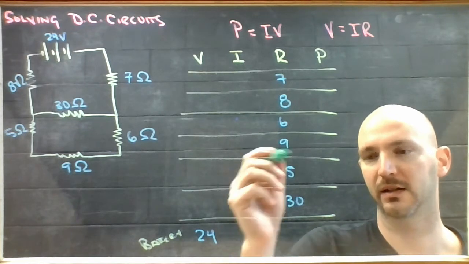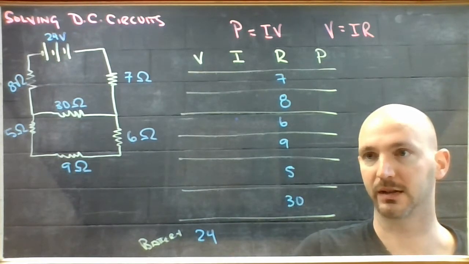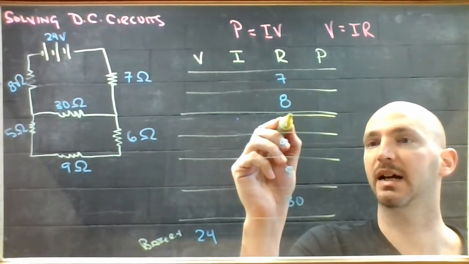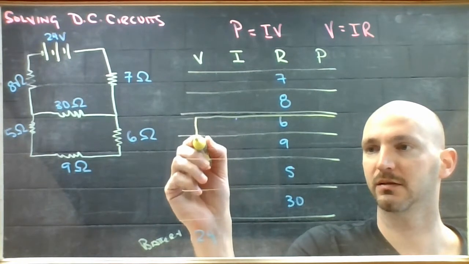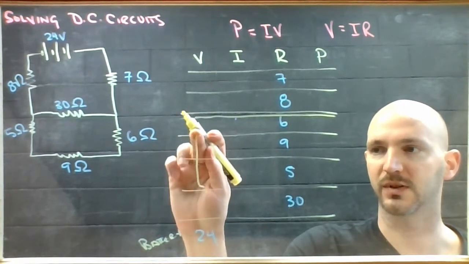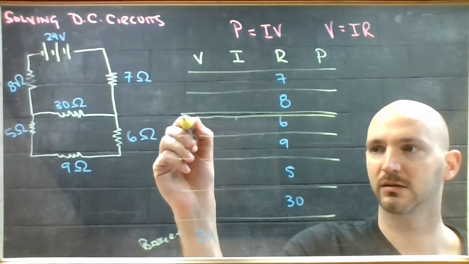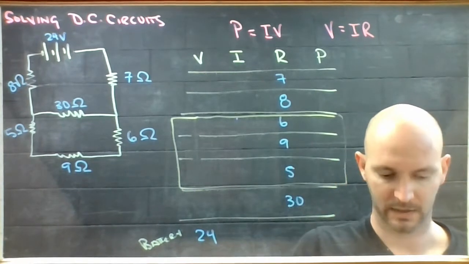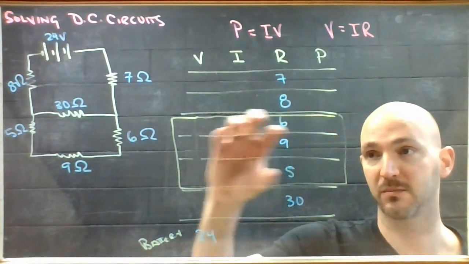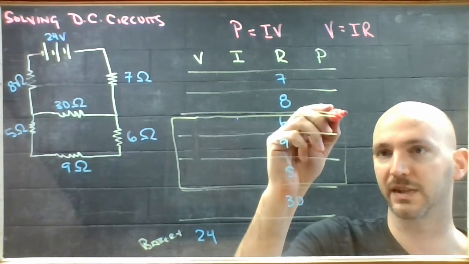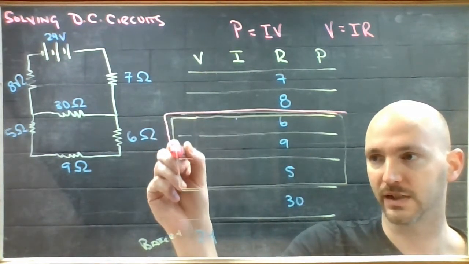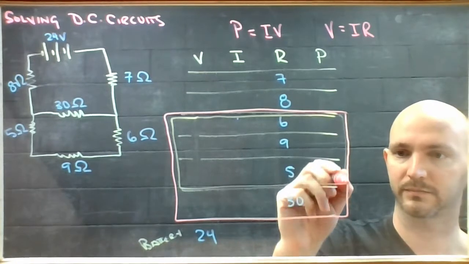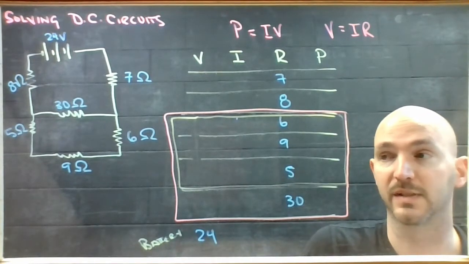So I'm going to make a little box around these ones here, the 6, the 9, and the 5, because they have something in common. And I'm going to draw another box around this box and the 30 to remind myself that they are wired together in parallel. Alright, and then I'm going to start doing some work on this.